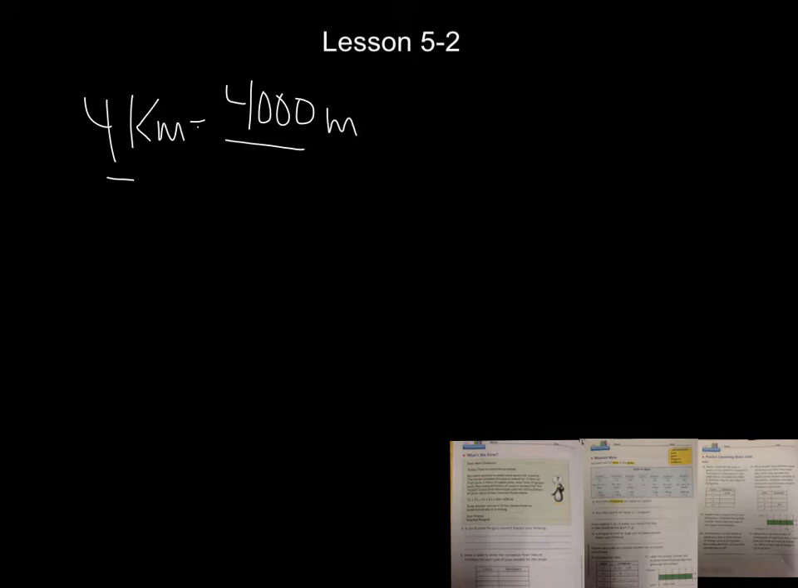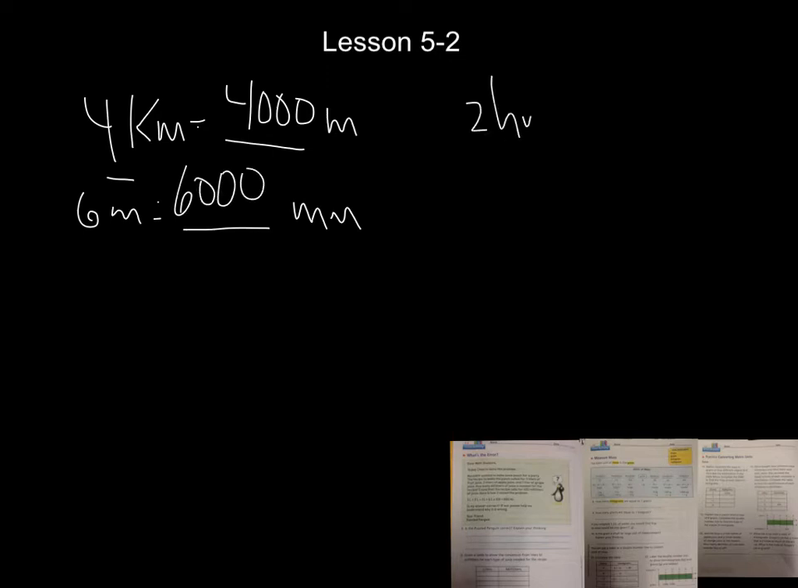Next one, 6 meters is equal to how many millimeters? Well, once again, there are 1,000 millimeters in a meter. Remember that long meter stick? It has 1,000 little tiny lines. So if there's 6 of those long meter sticks out, how many millimeters will there be? Well, there'll be 6,000 of them, because there's 1,000 in each.